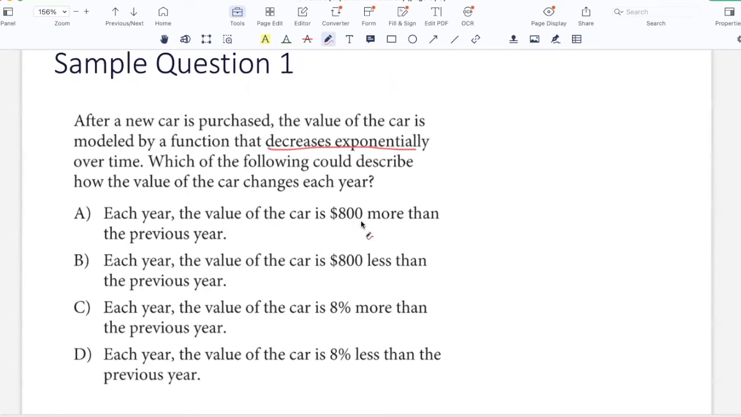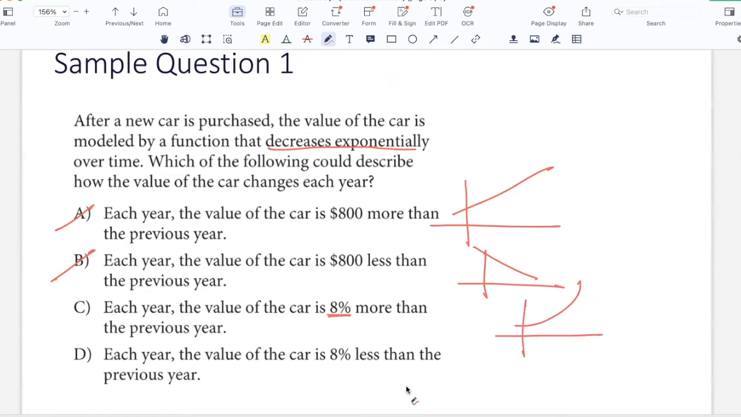If the value of the car is 800 more than the previous year, then this indicates a linear growth. So it can't be A. If the value of the car is 800 less than the previous year, this is a linear decline. So again, it's not B. If the value of the car is 8% more than the previous year, then this is exponential growth, right? So again, it's not C. But if the value of the car is 8% less than the previous year, then it is exponential decay. So here the answer would be option D.